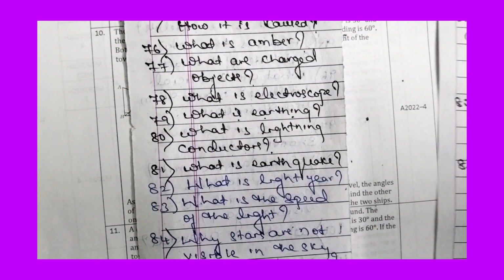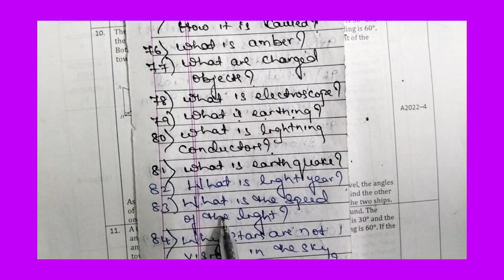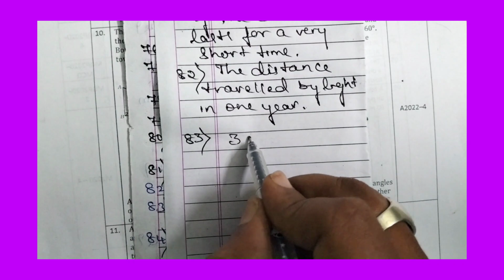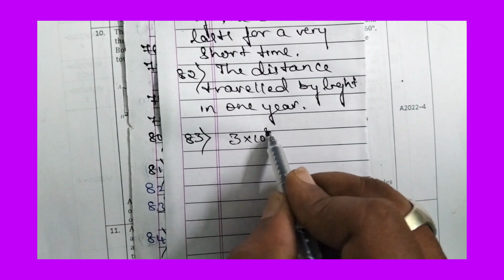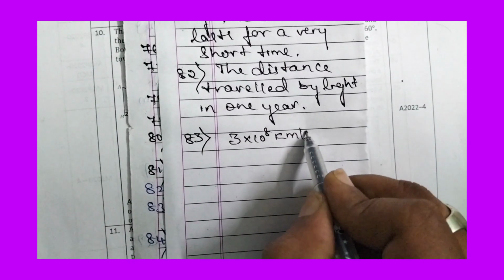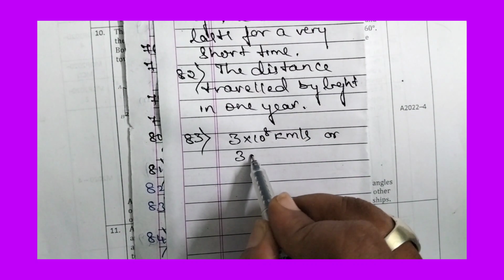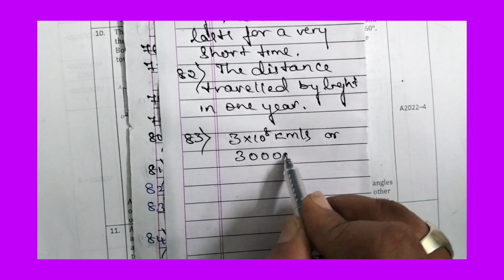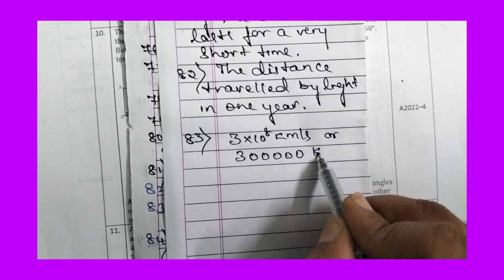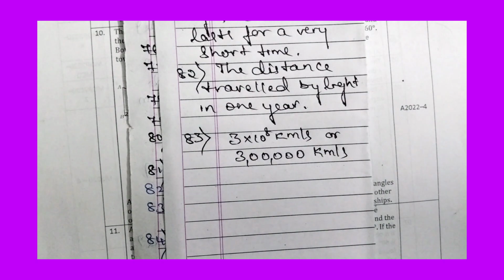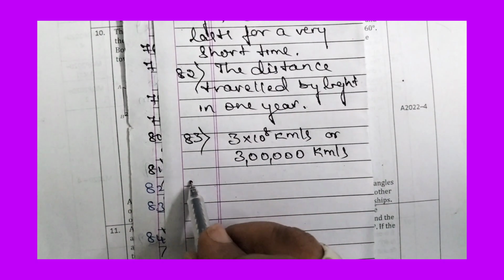Now let us move to the 83rd question. What is the speed of the light? The speed of the light is 3 into 10 to the power of 8 meters per second, or you can write it as 3 lakh kilometers per second. This is the speed of the light.